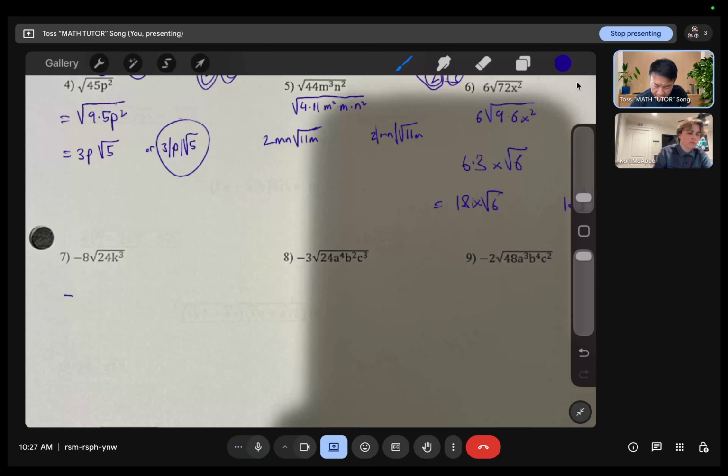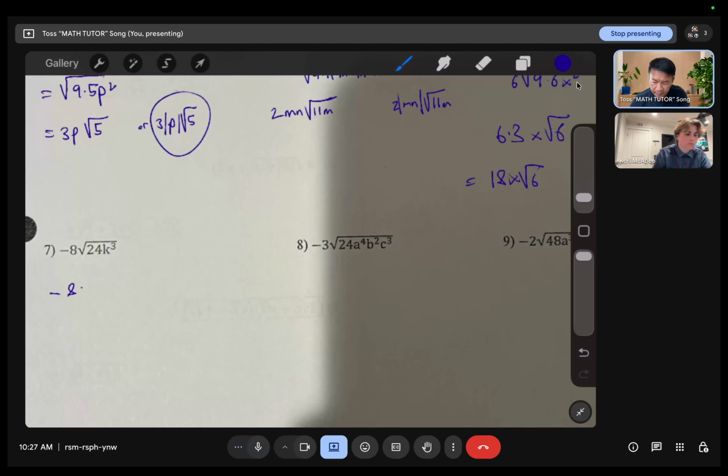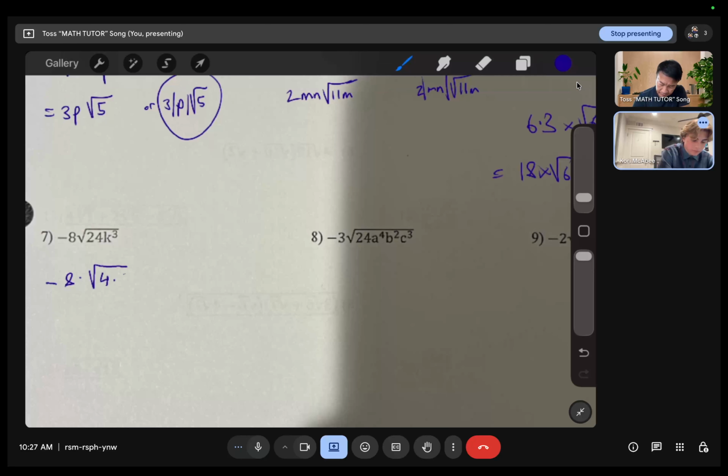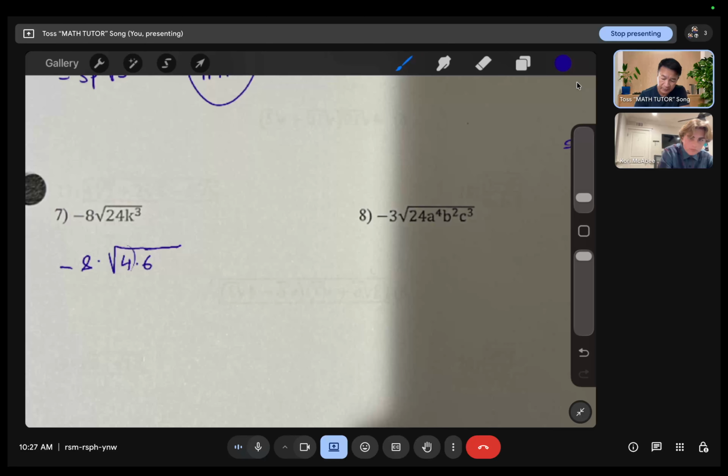So I leave -8 outside. 24. The only perfect square number I can see is a 4. Let's see. Here. 4 times 6. So I'll write it like that. Because 6 doesn't have anything in there. So 6 is 2 times 3. So you don't want to break that up because there's no repeated number, only 4.